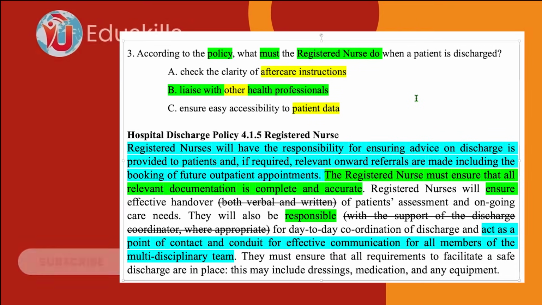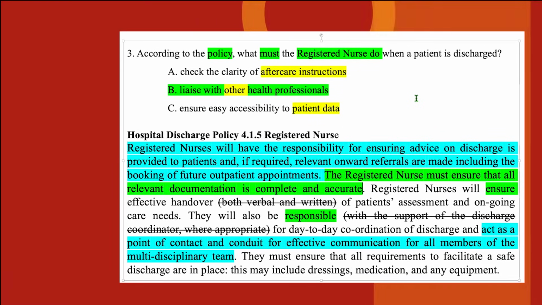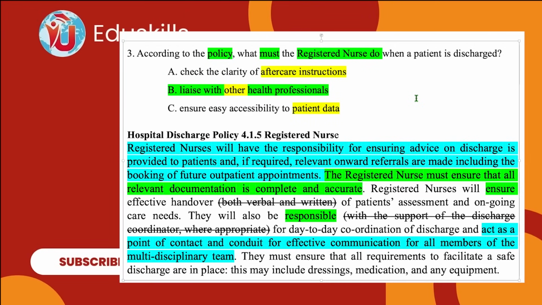No issues. The registered nurse must ensure that all relevant documentation is complete and accurate. All relevant documentation is not aftercare instructions. Aftercare instruction is one of those documents. So I have explained this more than 10 times repeatedly and uploaded the videos. I have been stressing it so many times.